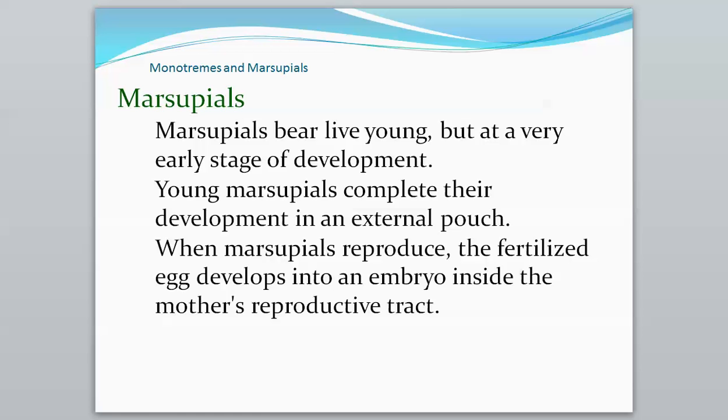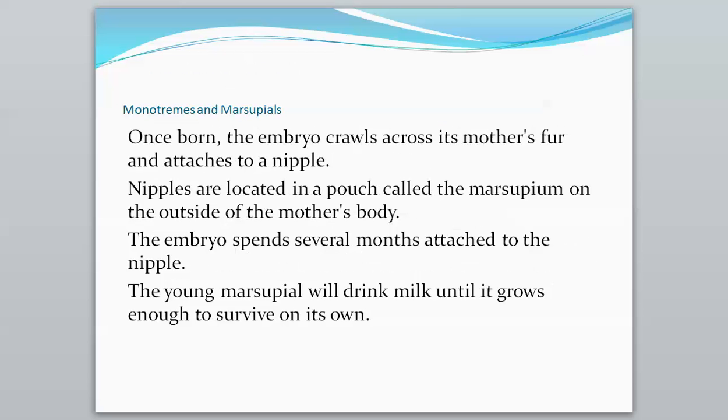When marsupials reproduce, the fertilized eggs develop into an embryo inside the mother's reproductive tract. So they reproduce, the fertilized egg develops into an embryo, the young comes out live but at a very early stage, and they complete their development in an external pouch. Once born, the embryo will crawl across its mother's fur and attach to a nipple. There is a video of a baby kangaroo, which is an example of a marsupial, crawling to reach its mother, and it is like an adventure. A lot of them don't make it and die because it is such a long and hard trip for them.